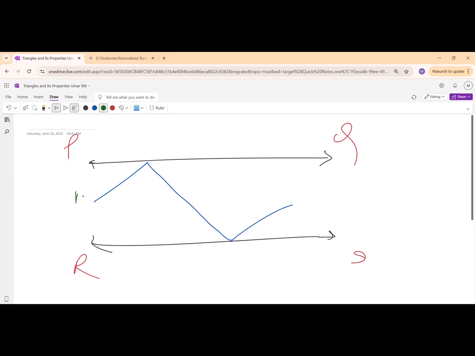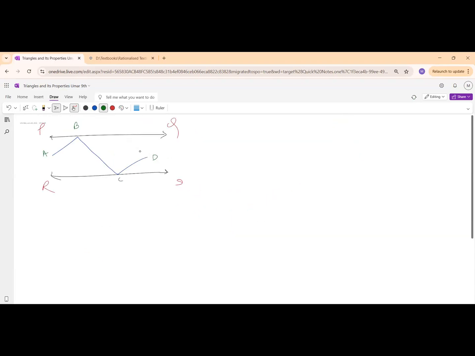We have to prove that AB is parallel to CD. Given is PQ is parallel to RS. We need to prove AB is parallel to CD. How do we prove that?